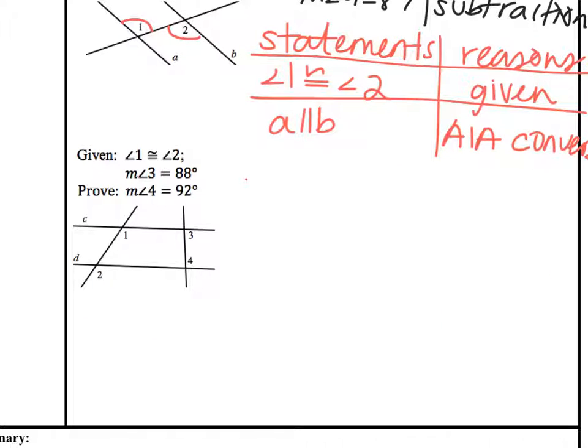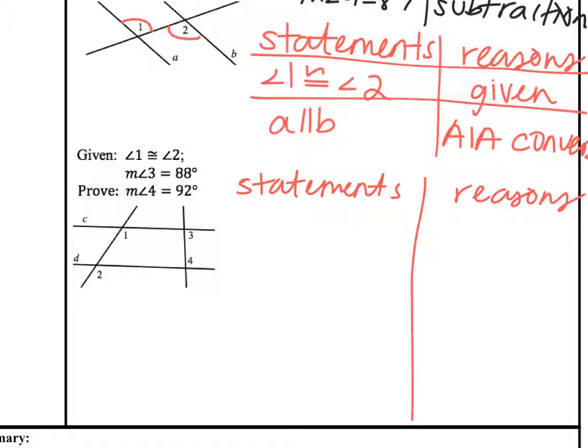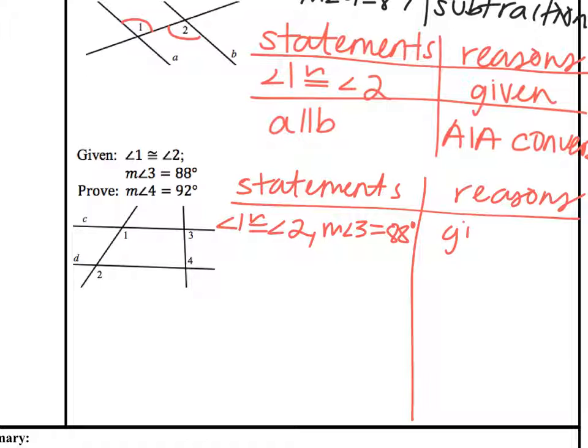So write your statements and reasons again. Last one. Write what you're given. You know that 1 is congruent to 2. And that measure of angle 3 equals 88. And I would mark that right away in my diagram. 1 congruent to 2, give them the arcs to show they're congruent. And I would label angle 3 as 88. That way you can visualize it.